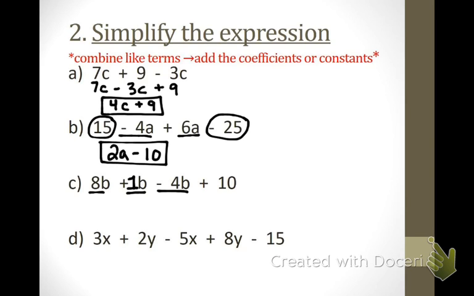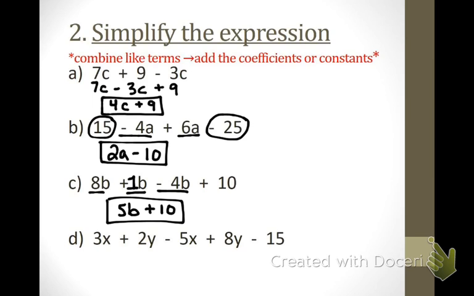All right, so let's combine those like terms first. What's 8b plus 1b? 9b. Minus 4b, 5b. And what else is left? Plus 10, and you have simplified your expression. Questions?